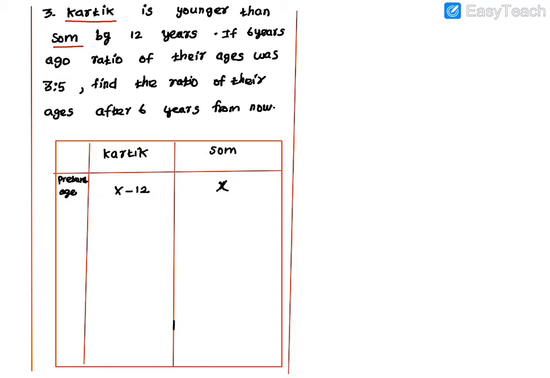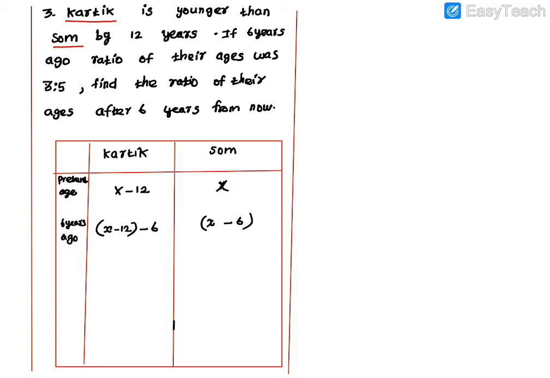Okay, the next one: 6 years ago the ratio of their ages. What will be their ages 6 years ago? You have to write their ages 6 years ago. So Karthik is X minus 12 minus 6. You have to put minus 6, and in the same way here, minus 6, X minus 6. If 6 years ago the ratio of their ages was 3:5.